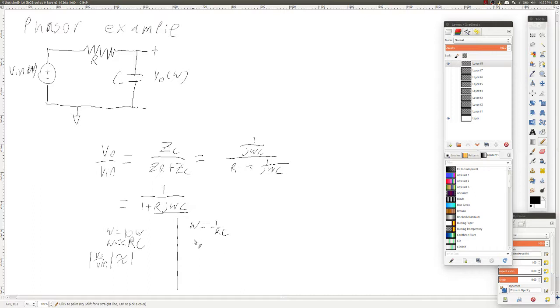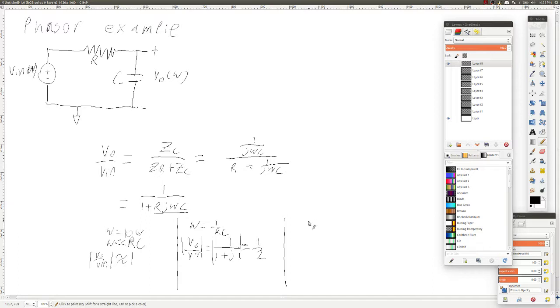Then we wind up with V out over V in is equal to 1 over 1 plus j. If we take the magnitude, it's equal to 1/2. If we keep going like this over time, wait, is that correct? Yes, that is correct, I believe. I'm pretty sure that's correct.